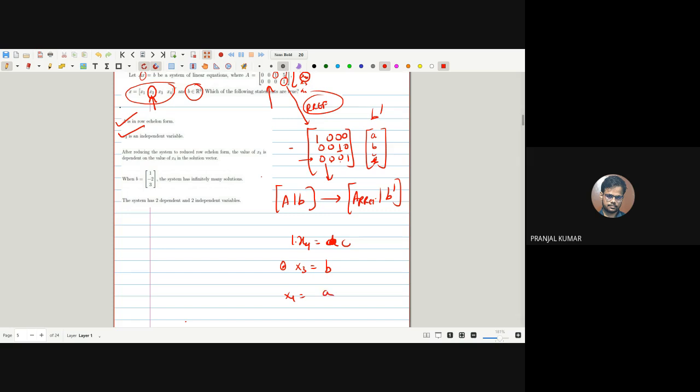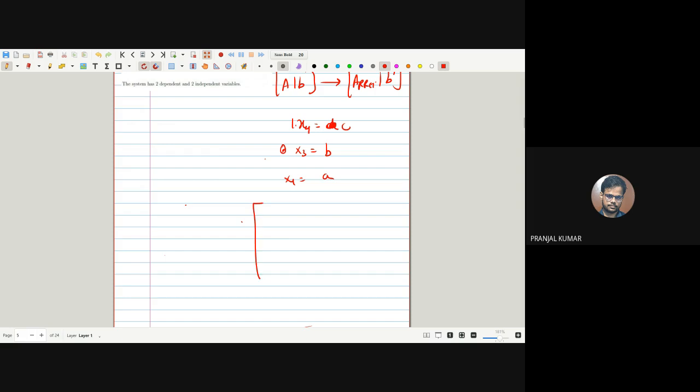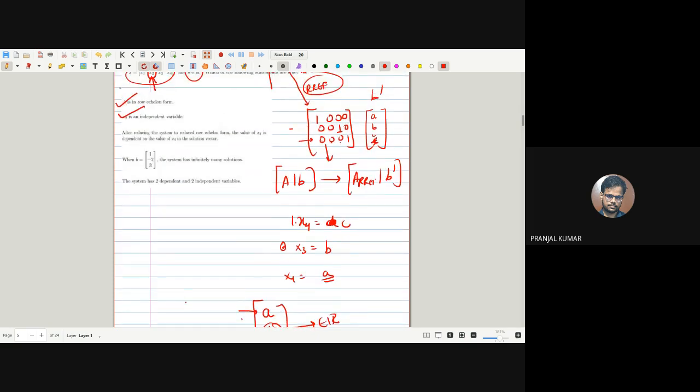So in this case, you can see what your solution vector is like. In place of x1, you will write a. This is a fixed number which we don't know. In place of x3, b, and x4 will be c. So these will never change, a, b, c. But x2 is a free variable, so it can take any value on the real line. So you can just tell what the independent variable is.